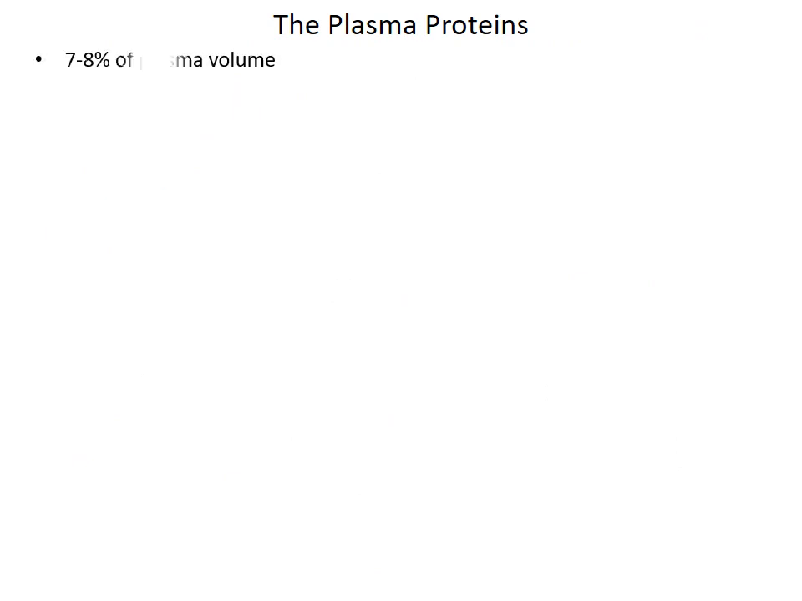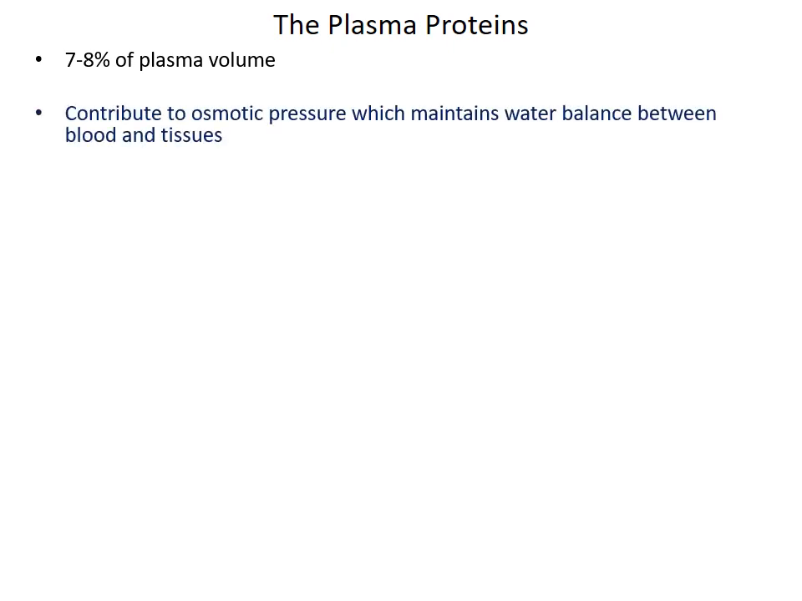Coming on to the plasma proteins, 7 to 8% of plasma volume is contributed by the plasma proteins. And one of the important factors contributed by the plasma proteins is the osmotic pressure. It is the presence of the osmotic substances in the plasma, right? In this, albumin is the major contributor. Albumin is one of the major plasma proteins contributing to the osmotic pressure, which maintains the water balance between blood and tissues. This is the force that determines whether the blood has to stay inside the blood vessel or go to the interstitial space.